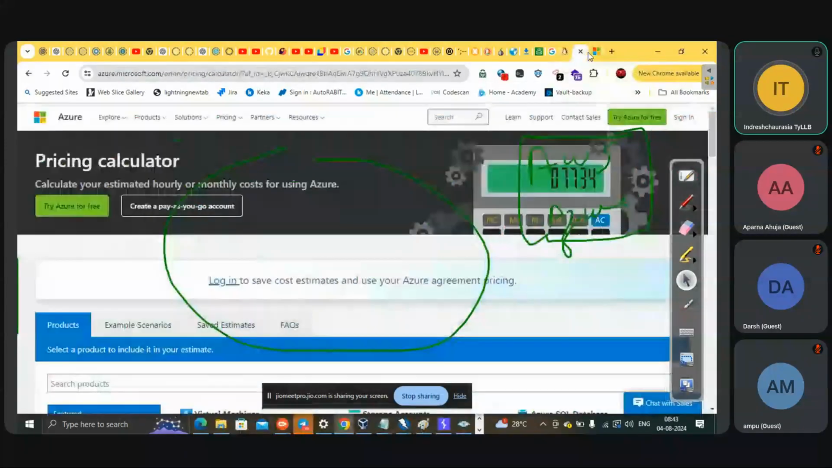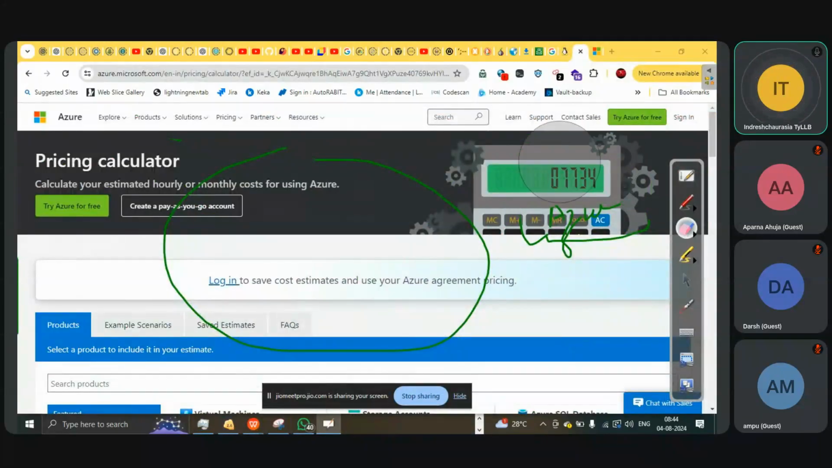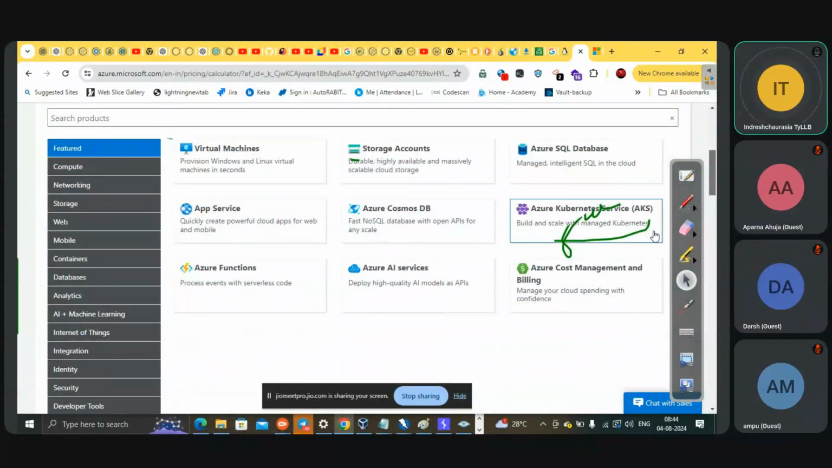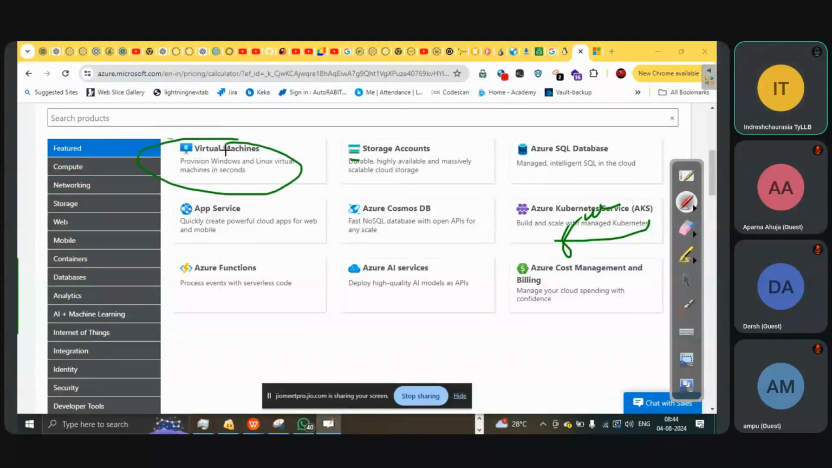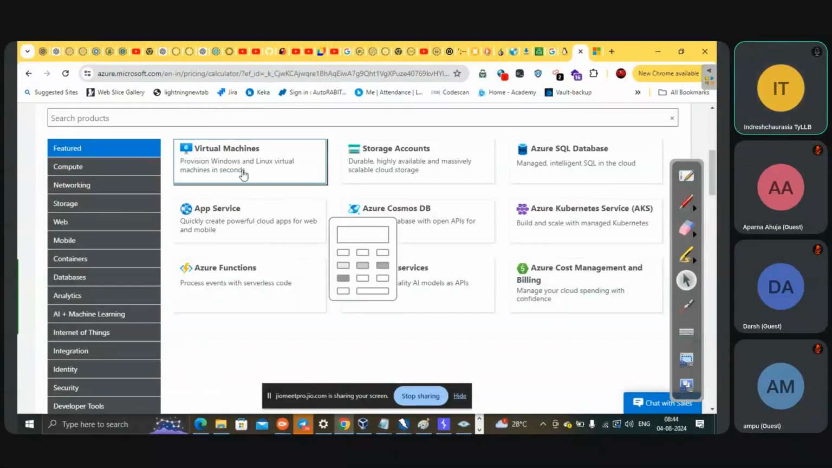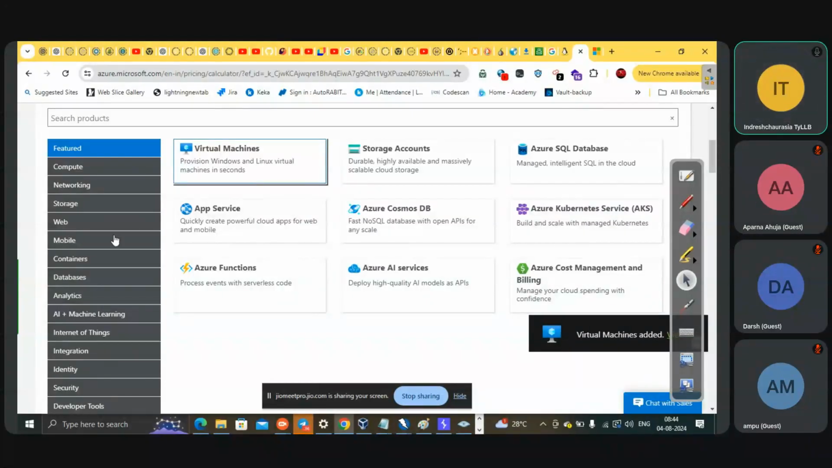Now, to resolve the costing issue, they have given this cost calculator. Before setting up anything, you can calculate the cost. When I say virtual machine, what does this exactly mean? Servers. Your server. See, if I click here, it will start calculating the cost. You have to mention what kind of server you are going to set up. See here: server, network, everything.